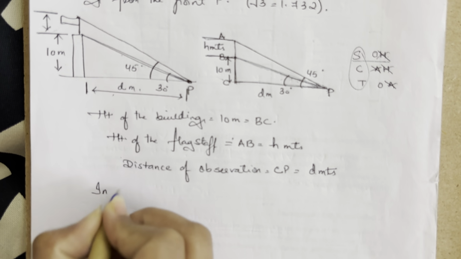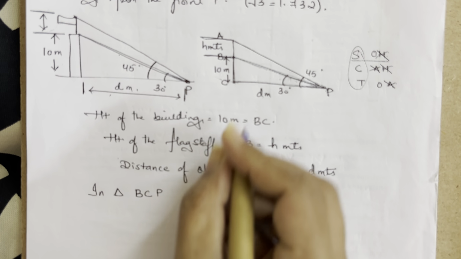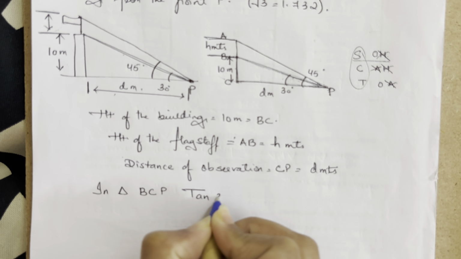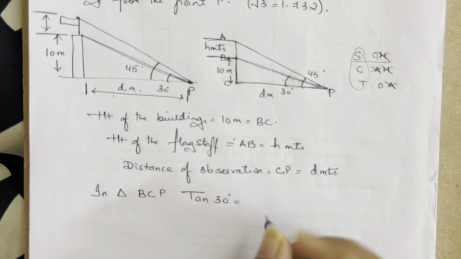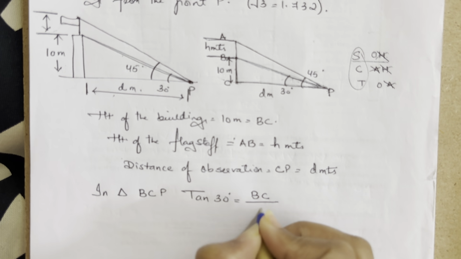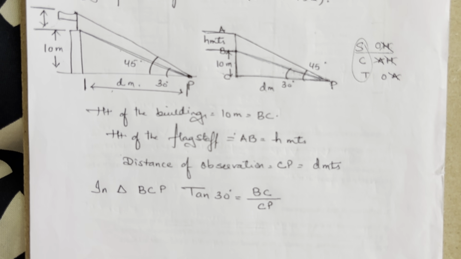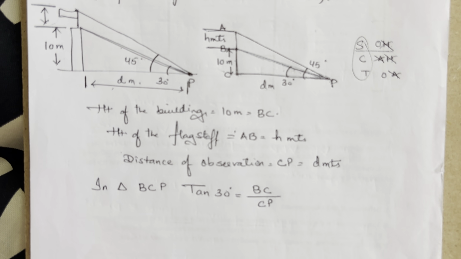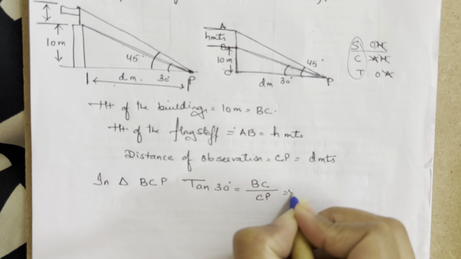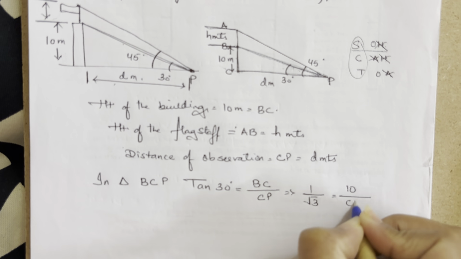So in triangle BCP, opposite and adjacent angle is given to me. So tan of 30 degrees is equal to opposite BC upon CP. Do I know the tan 30 value? Yes, I know the tan 30 value. Tan 30 is 1 upon root 3. So we will take it as 1 upon root 3 is equal to BC is 10 divided by CP.